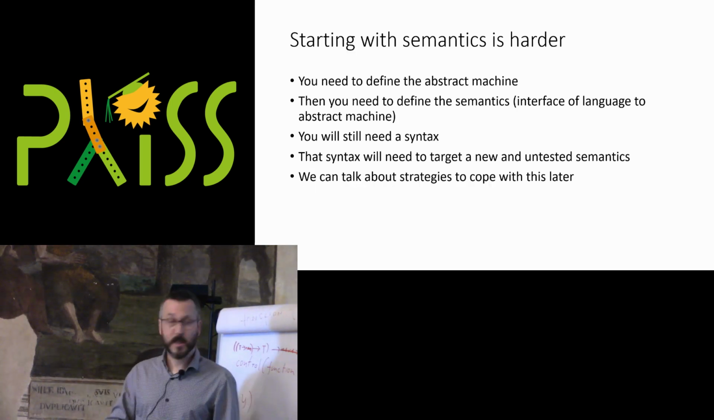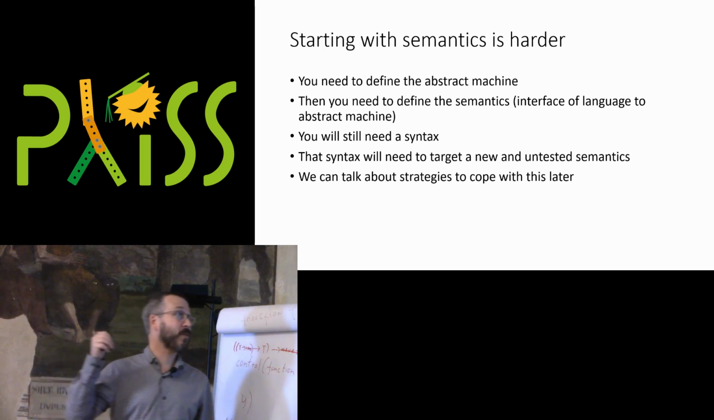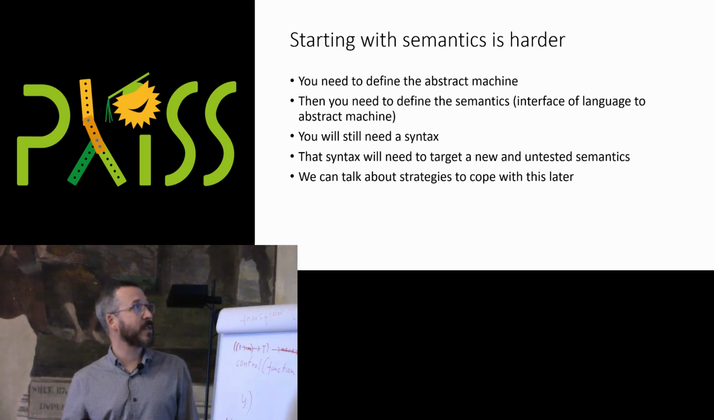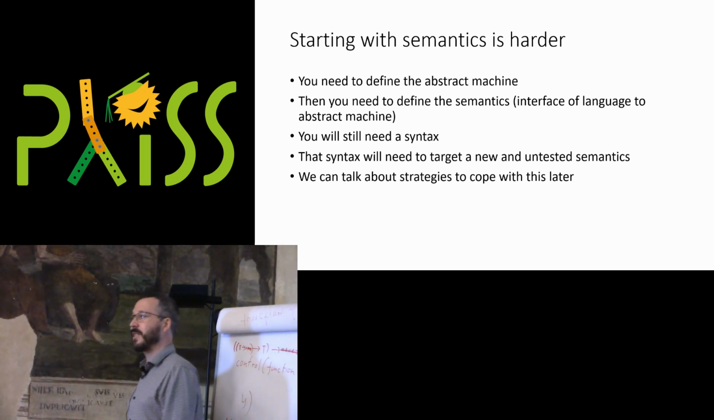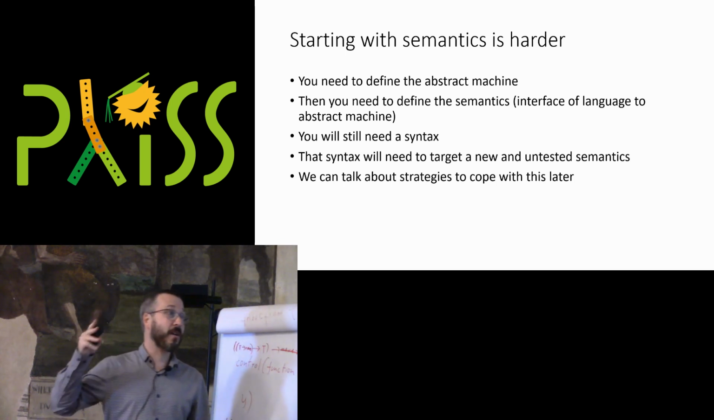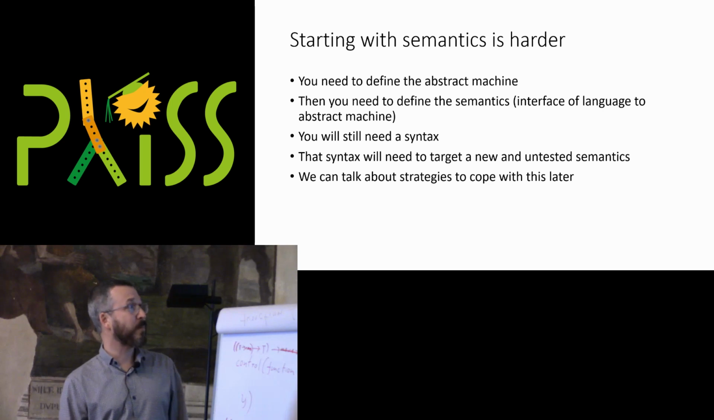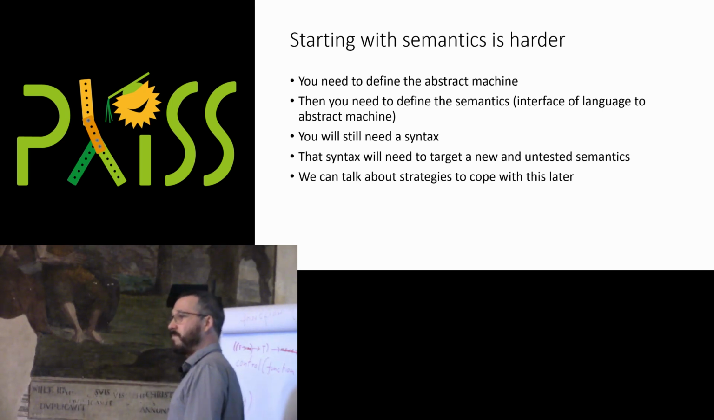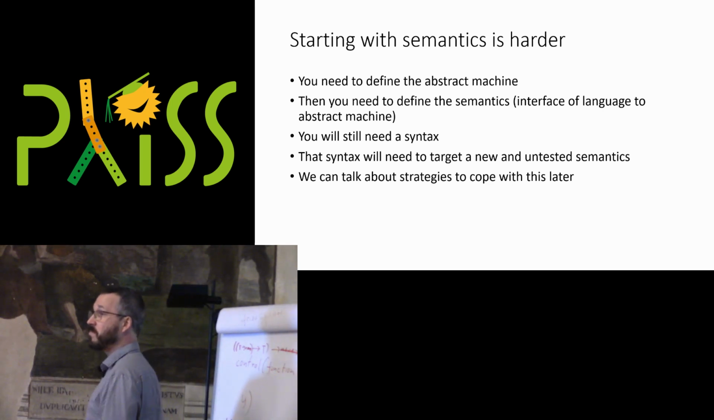I sort of said this before, but roughly speaking, you're going to have to define the abstract machine. You need to define the semantics. You're still going to have the syntax. You're still going to have to bike shed like crazy on the syntax. You'll need to target a new and untested semantics when you write your compiler. Is it worth it? Sometimes.